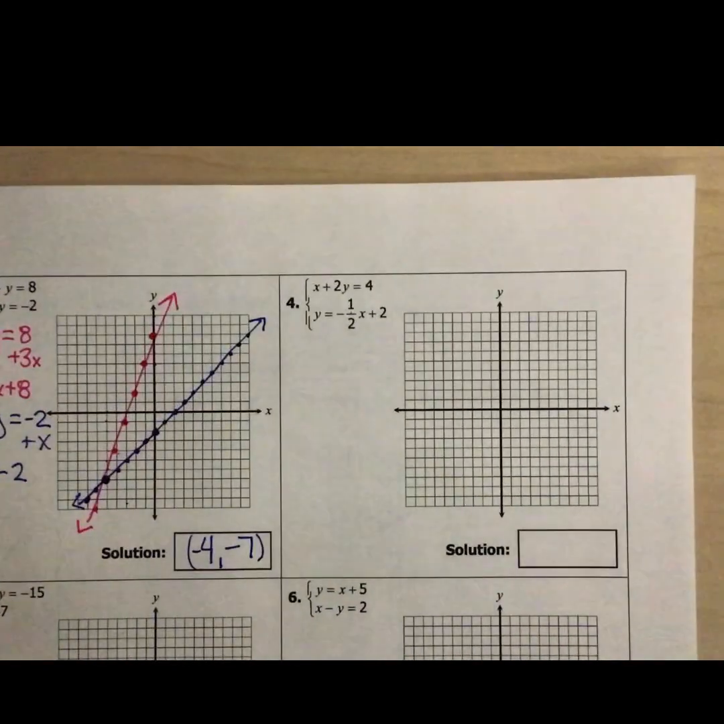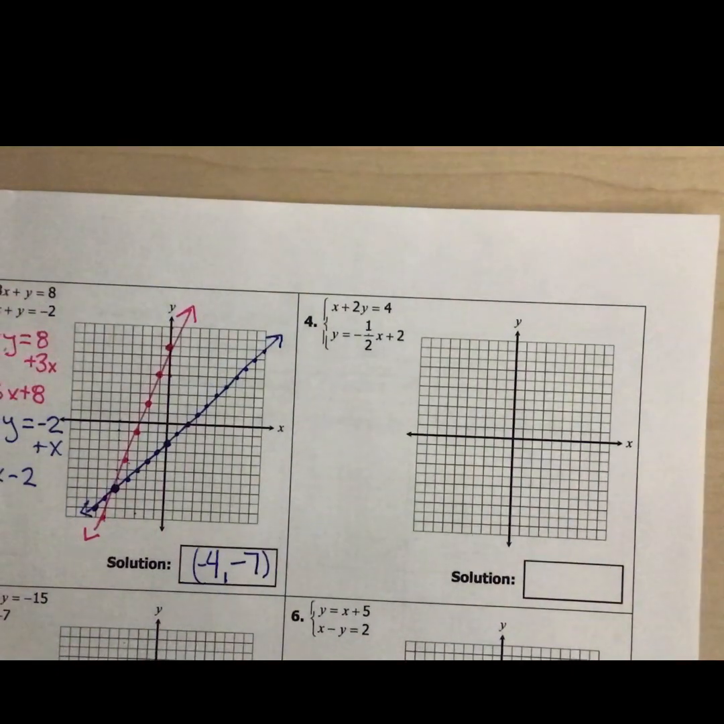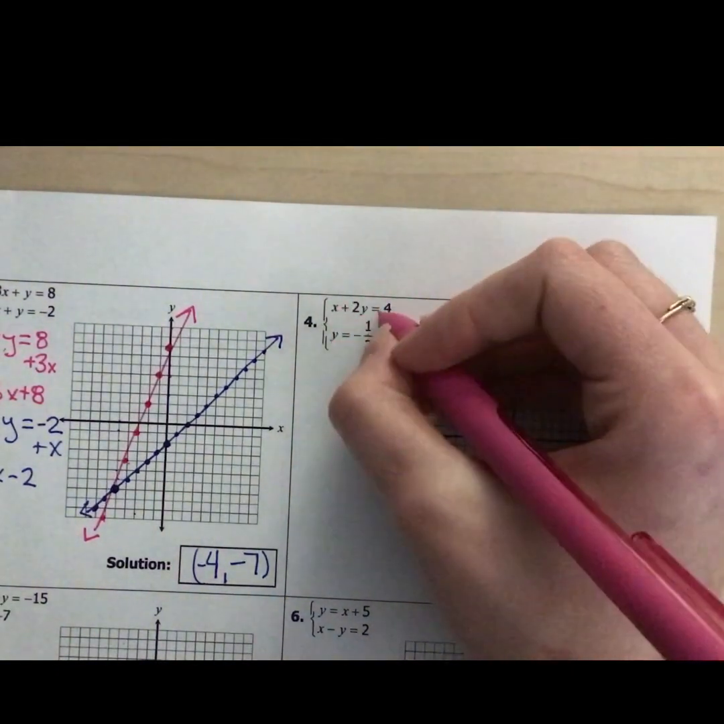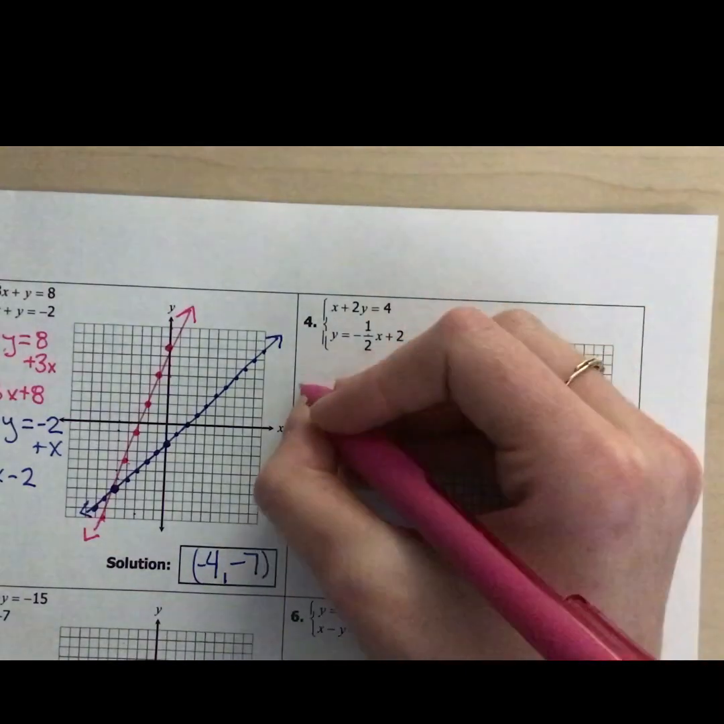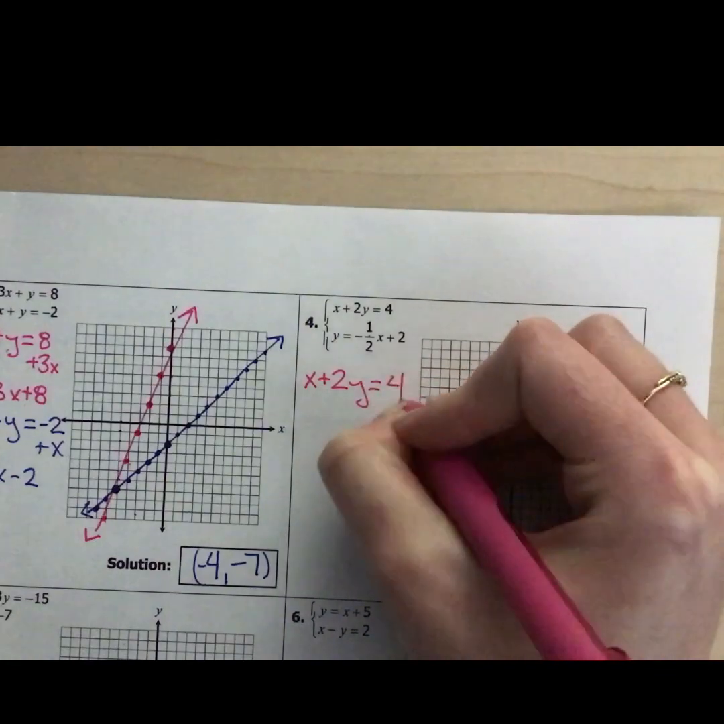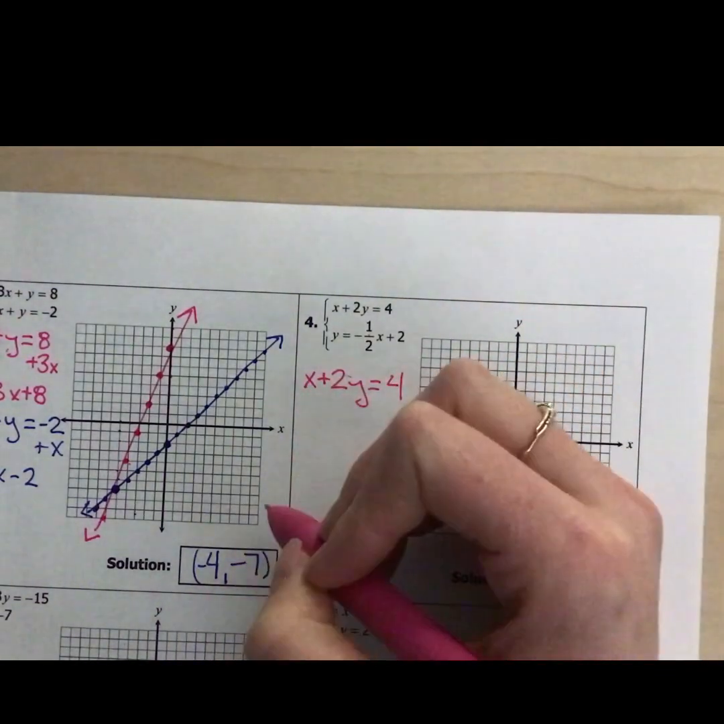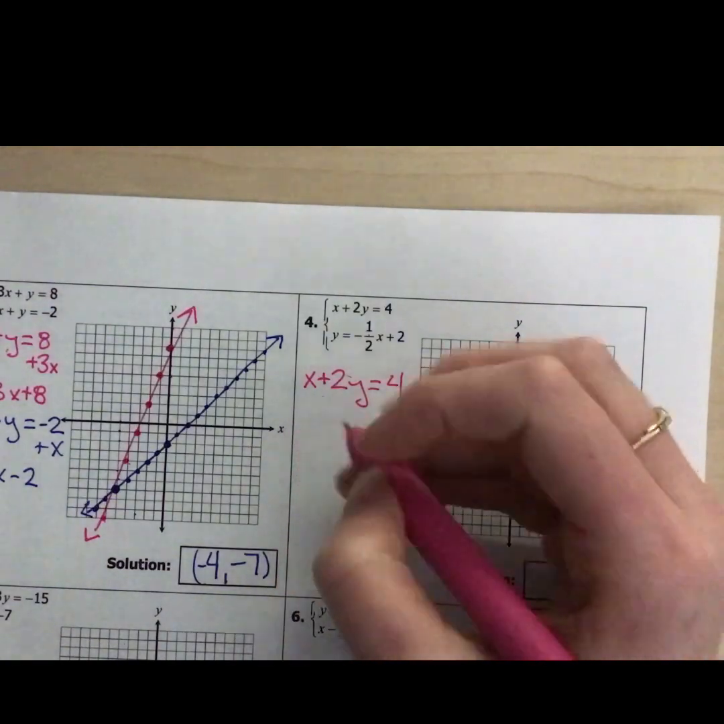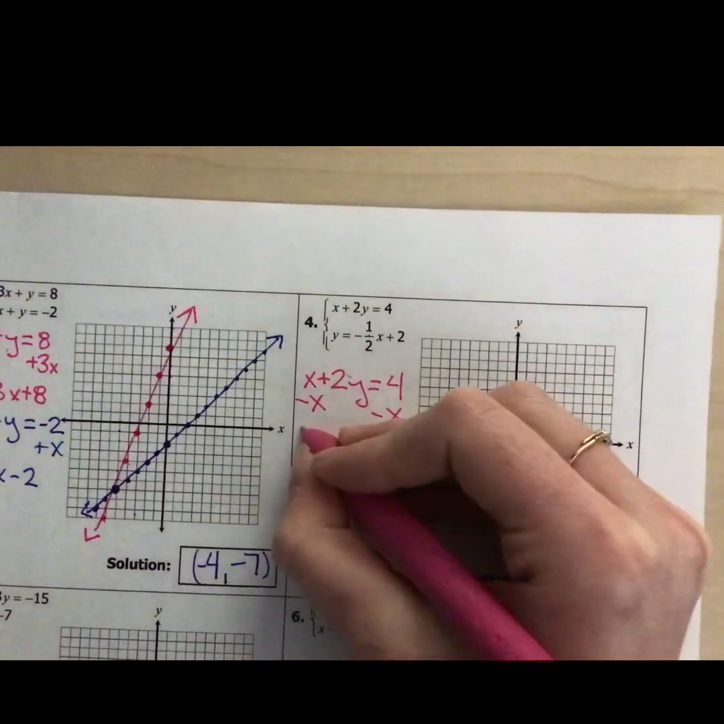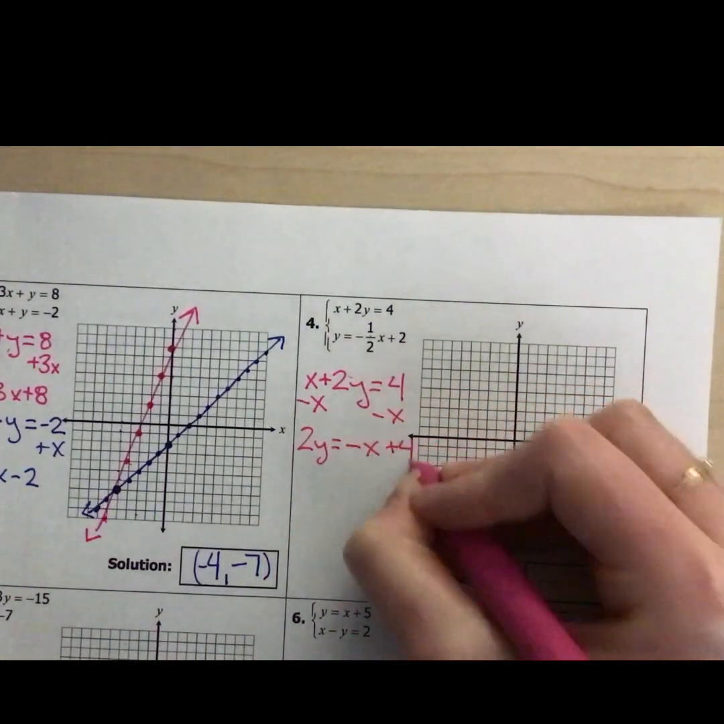Number 4, let's check out number 4. This first equation, I have x plus 2y equals 4. So that means that this is in standard form. I need to switch it so that it is in slope-intercept form. So that means I want to get y all by itself. To do that, I need to get rid of this x. Since I have a positive x, I need to subtract x from both sides. So now I have 2y equals -x plus 4.